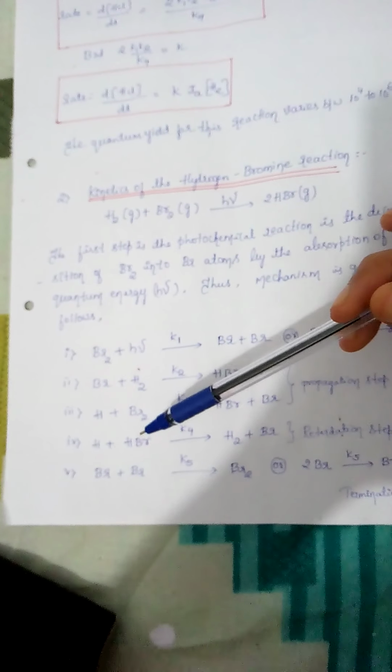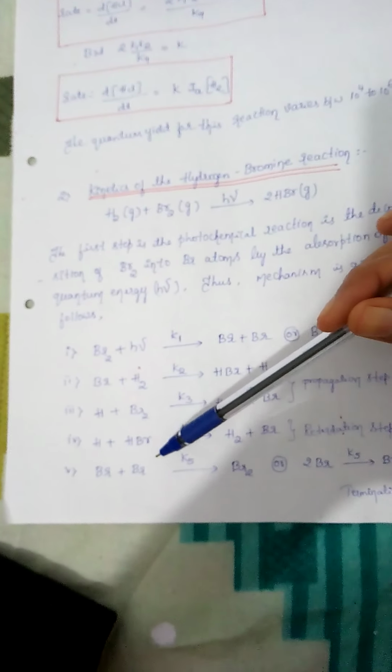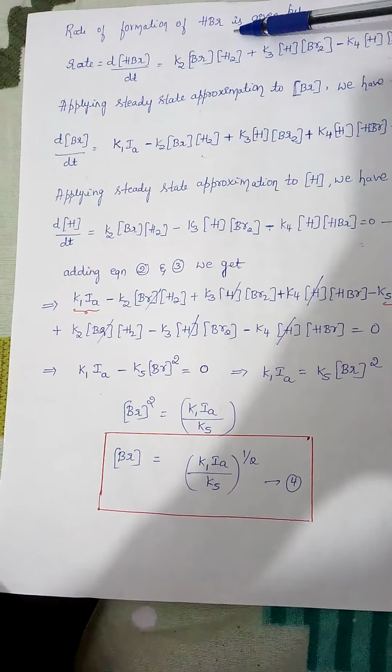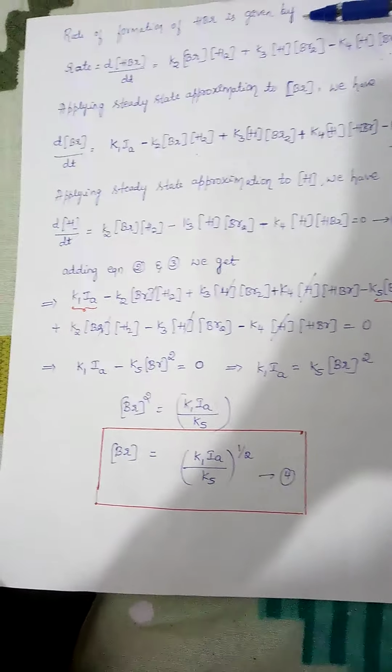In the fifth step, bromine combines with another atom of bromine, that is Br plus Br, with rate constant K5 to give a bromine molecule. So these are all the possible mechanisms for the reaction kinetics of hydrogen bromine reaction. Next we shall move on to the rate of formation of hydrogen bromide. You have to write the equation for the rate of formation of hydrogen bromide by using the mechanism.